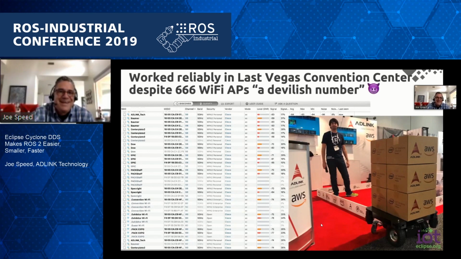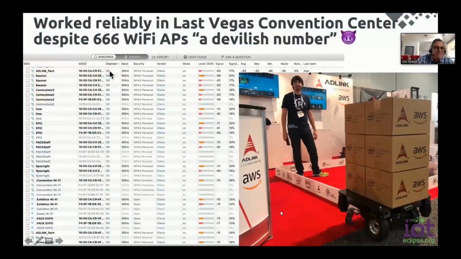And at the Las Vegas Convention Center, I pulled out a Wi-Fi sniffer and found 666 Wi-Fi APs, which Eric said is a rather devilish number. And despite that, we had the robots running reliably for 3 days there on the show floor of the Las Vegas Convention Center. So these numbers here, this is just channel, this is part of 56 to 60. Just to give you an idea of how congested the RF spectrum is there. It's basically the Wi-Fi equivalent of electronic warfare.